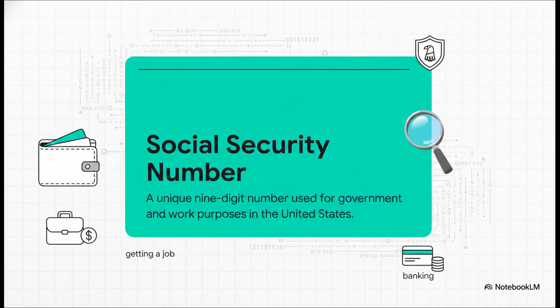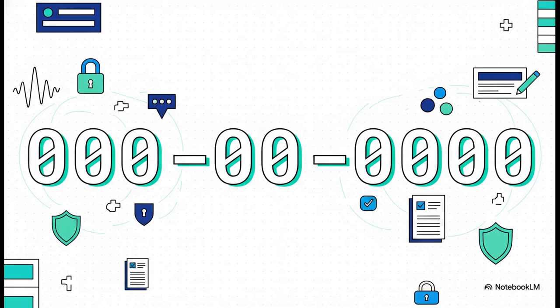Okay, let's move on to something a little different. This isn't a card you carry around in your wallet, but it is incredibly important. We're talking about the Social Security number. This is a unique 9-digit number that the US government gives you, and you need it for all sorts of crucial things, like getting a job, opening a bank account, things like that. And you'll always see it in this format: 3 numbers, a dash, 2 numbers, another dash, and then the last 4 numbers.